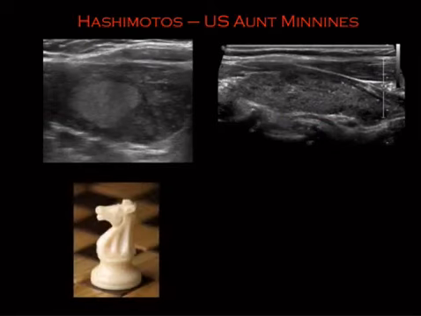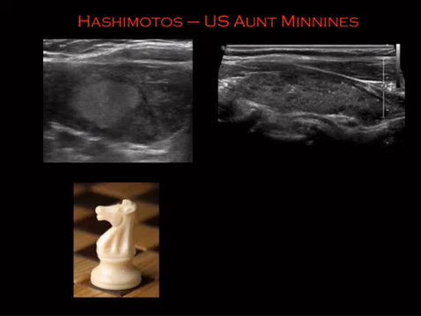Now, there are two Aunt Minnie appearances for Hashimoto's. The first one is this hyperechoic nodule, which some people will refer to as a white knight. So two things to know about it. One, if they show it to you, it's Hashimoto's. Two, if they want you to biopsy it, you should not biopsy these things. They are 100% benign. Hyperechoic nodules in the thyroid are benign.